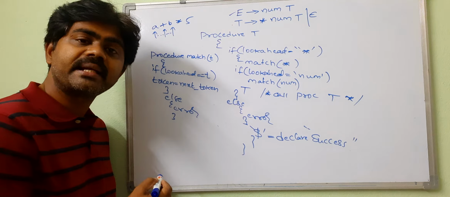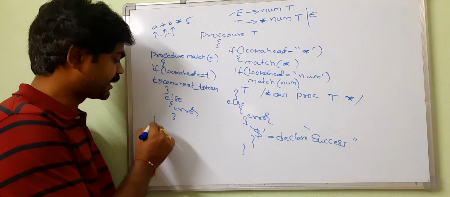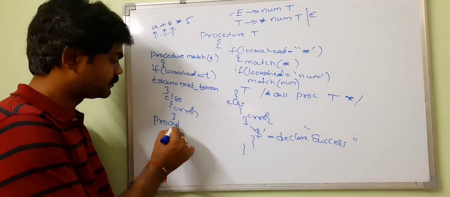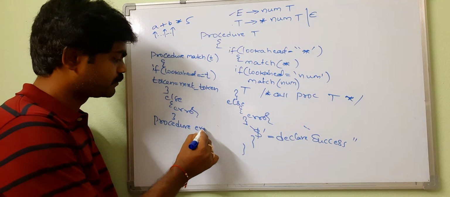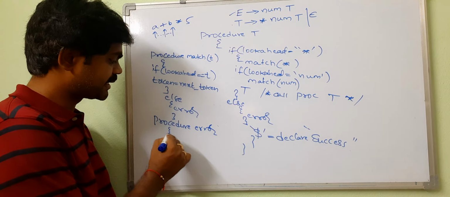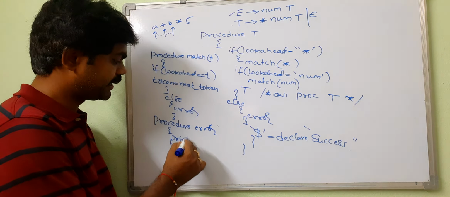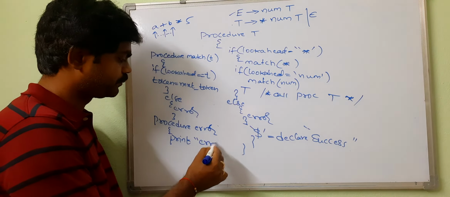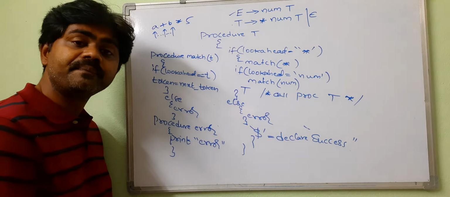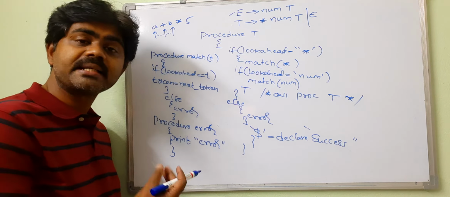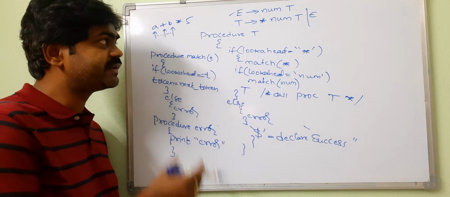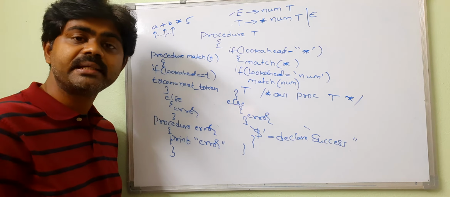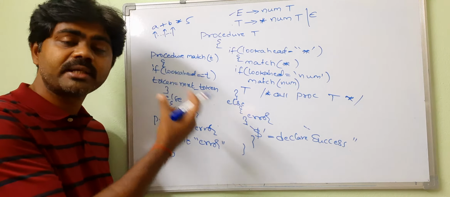So in every case we are writing that error. So we need to write procedure error. So what happens in procedure error? Print error. That's it. Okay. So in this way we construct a recursive descent parser for the given grammar. Now we'll see, this is not yet completed.